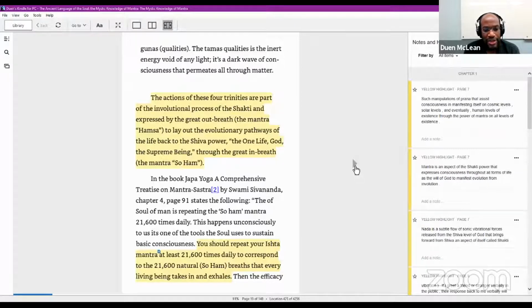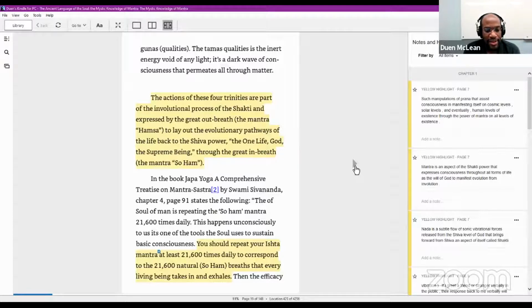In the book Japa Yoga, a comprehensive treatise on Mantra Shastra by Swami Sivananda, chapter 4, page 91, states the following. The soul of man is repeating the mantra So and Ham 21,600 times daily. This happens unconsciously to us. It's one of the tools the soul uses to sustain basic consciousness.